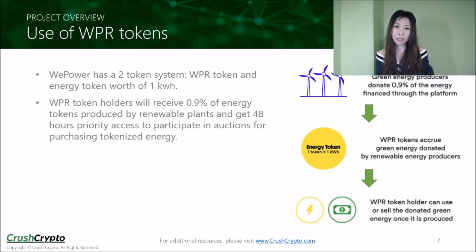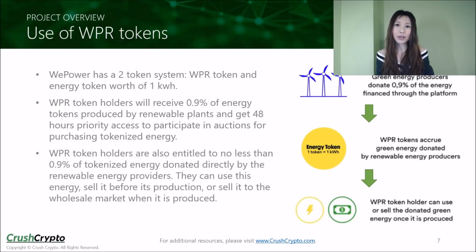Each plant will set the minimum price per token, and both historical and current energy prices will be visible to ensure a fair auction. WPR token holders are also entitled to no less than 0.9% of tokenized energy donated directly by the energy providers. They have the option to use this energy, sell it before its production, or sell it to the wholesale market when it is produced.